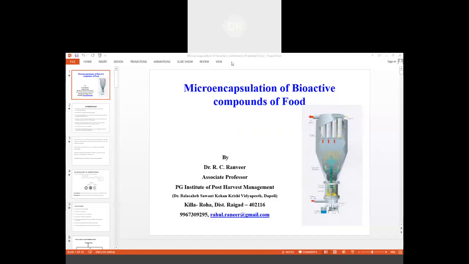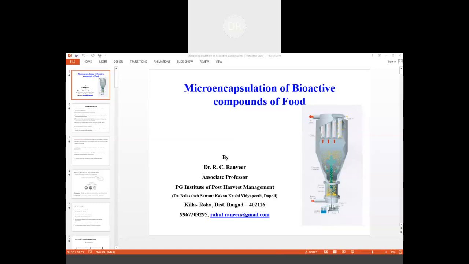Pigments are generally used for giving color to food components. But along with this coloring, they also possess some nutraceutical functions. So these are also called functional ingredients.